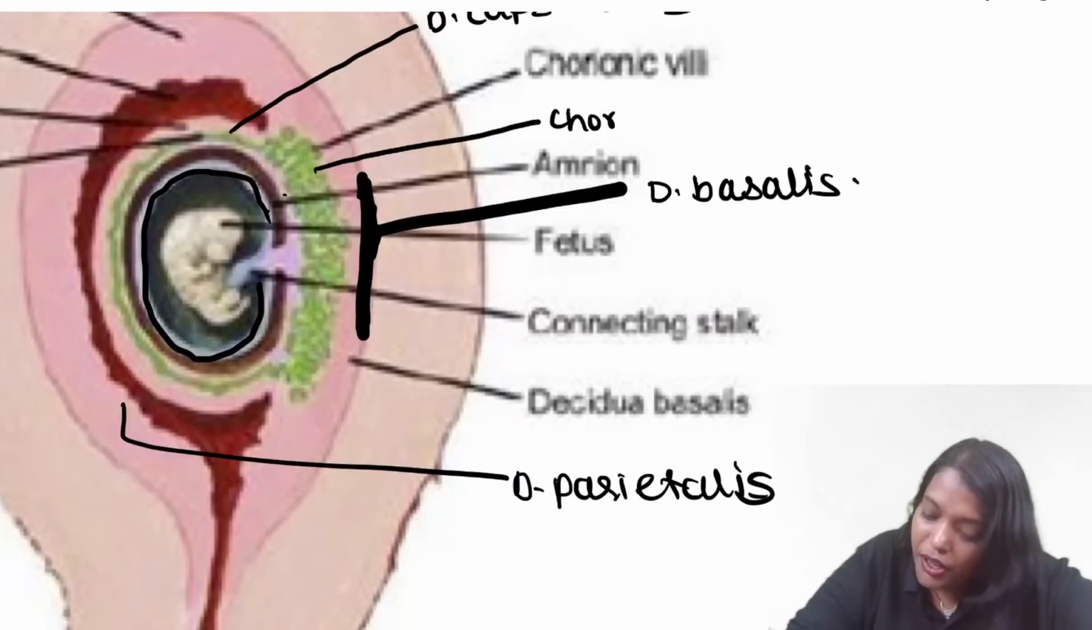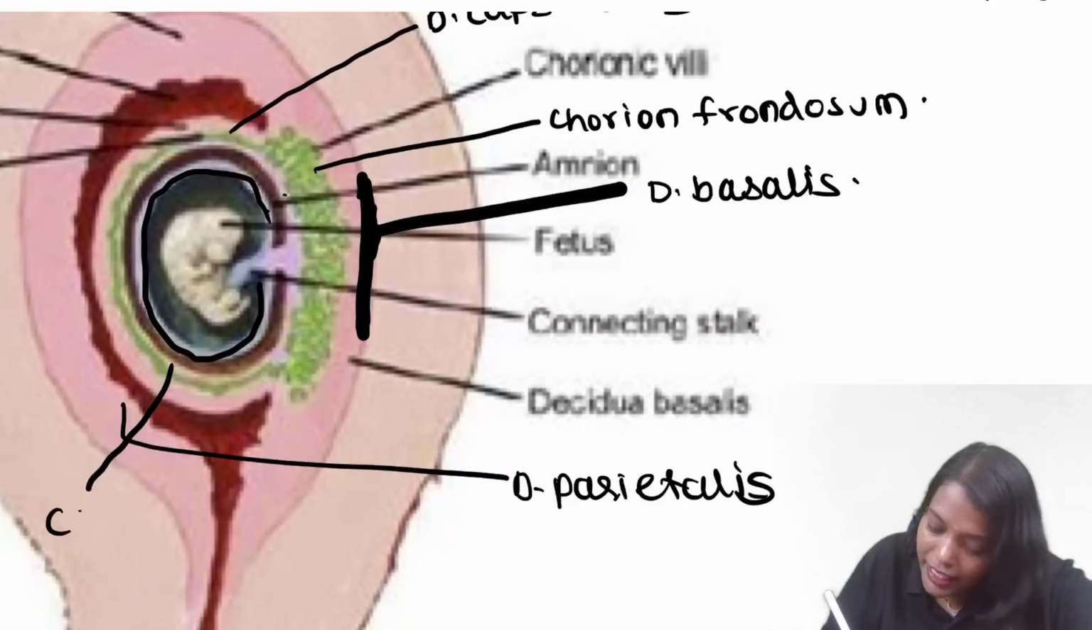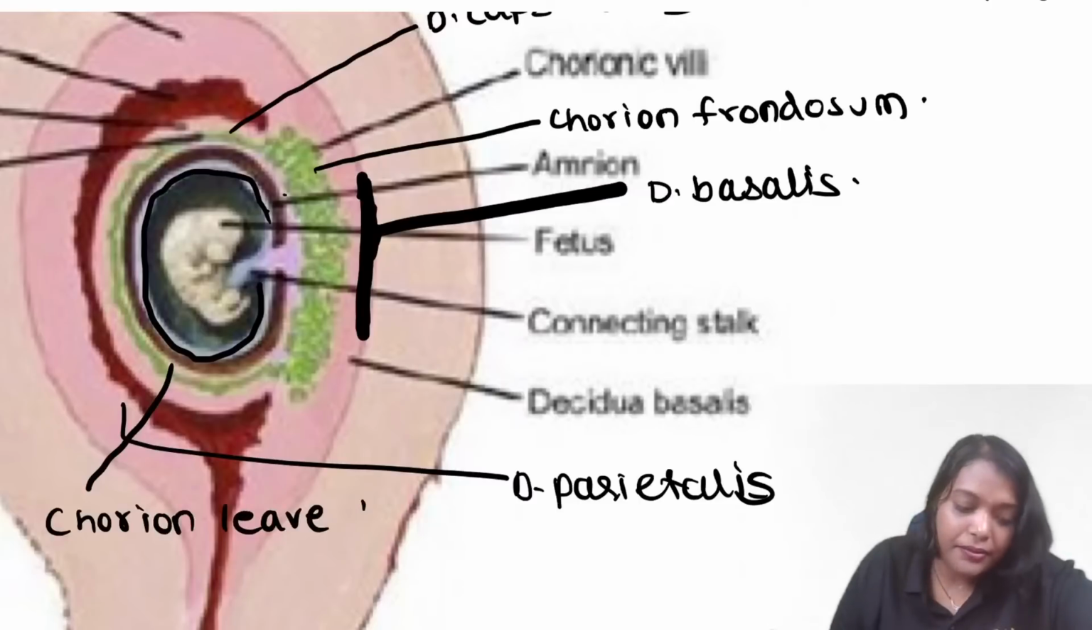So this is the chorion. Chorion frondosum can also be called chorionic villi. The chorion which is not taking part in anything is called chorion laeve.